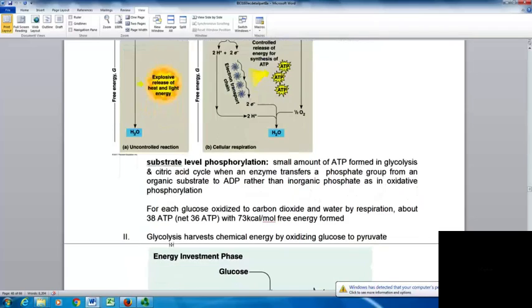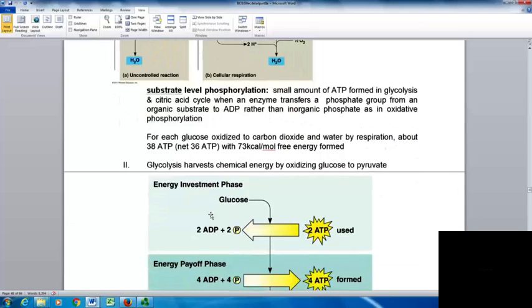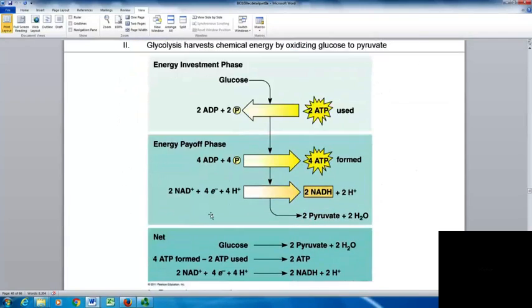For each glucose that gets oxidized all the way to carbon dioxide and water by respiration, it will produce about 38 ATP, or a net gain of 36 ATP with 73 kilocalories per mole of free energy formed. The number that you want to remember here is this net gain of 36 ATP. That's the number you're more likely to run into over and over again. What we're going to do now is look at the steps of glycolysis. This is an overview of glycolysis here.